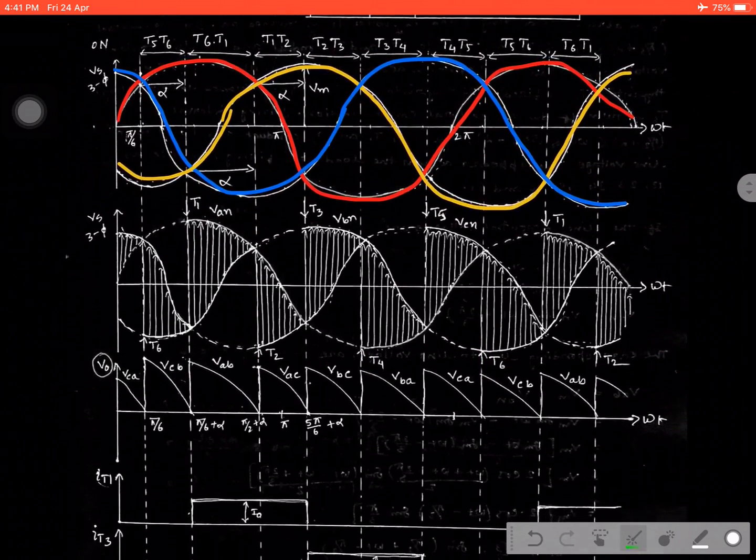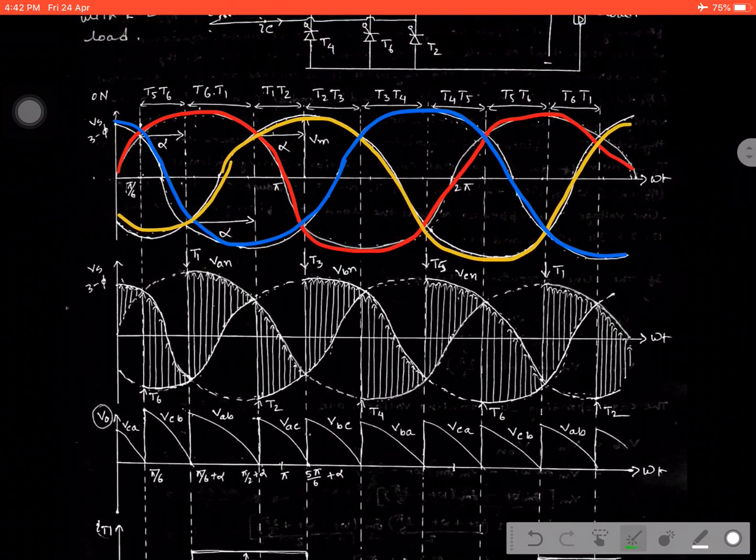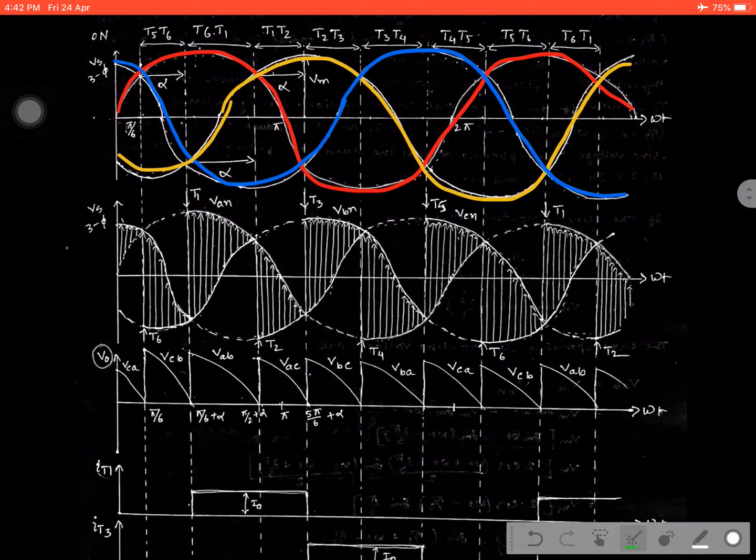And now the waveforms. This is the supply waveform, and next we are going to draw another one: first VO, the output voltage, which will be taken from the supply voltage. Now see, when T1 and T6 are conducting, then what happened? In this particular region, when T6 and T1 were in conducting state, the voltage appearing across the load is, as I discussed before, VAB, because it is VAN minus VBN.